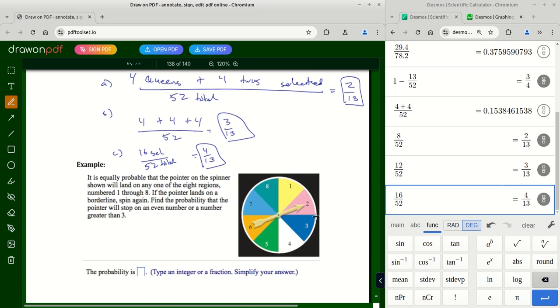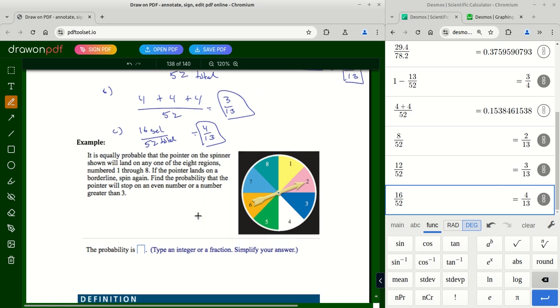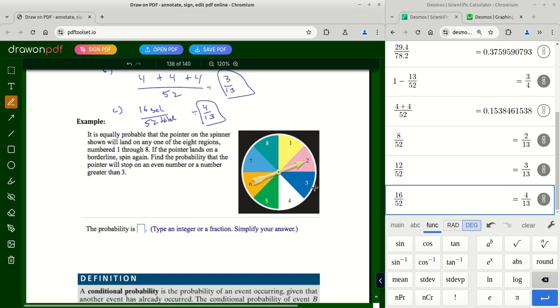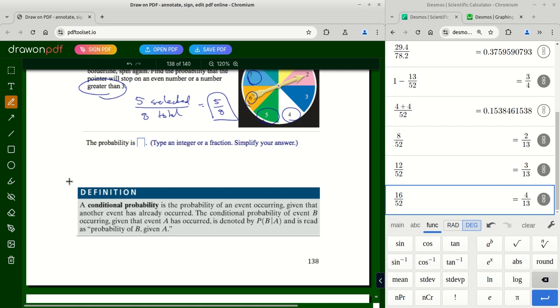Okay, we got Twister. I don't know if y'all even know what that is, that kind of old game. Anyway, so we got a spinner, and they're saying greater than 3. So that would be a 4, a 5, a 6, a 7, or an 8. How many selected? 5 selected. How many total? 8 total. And that's it. It's 5 out of 8. So you're done.